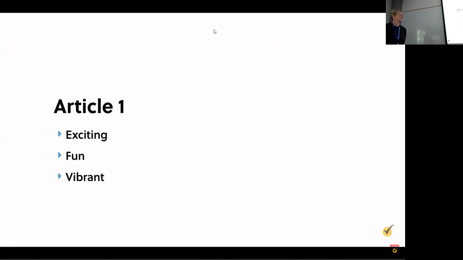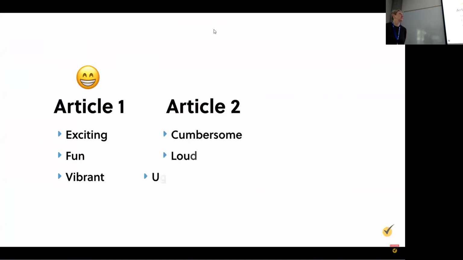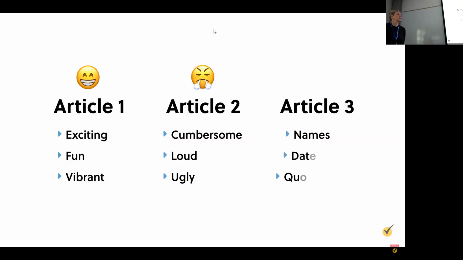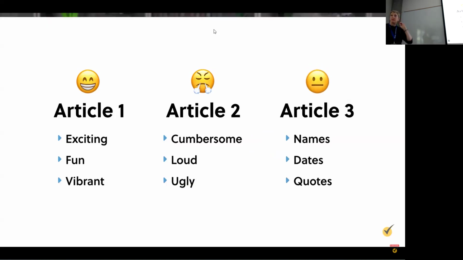Let's say it's 3 articles about a new stadium that's being built in your town. The first article uses words like exciting, fun, and vibrant. Words like these are meant to make you feel positive. The second article calls the stadium cumbersome and laments about months of loud, ugly construction. Those word choices indicate a negative opinion. The best source would be article number 3, which sticks to names, dates, and quotes. Construction will start in May 2025, with the owner stating they plan to be ready for the 2026 season. No emotions to be seen.